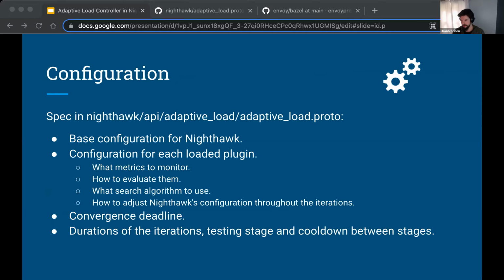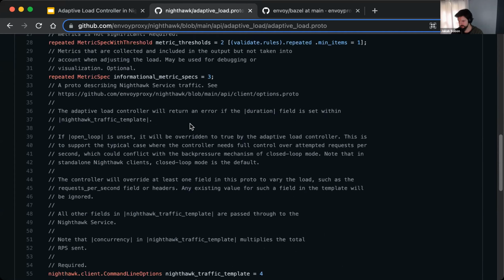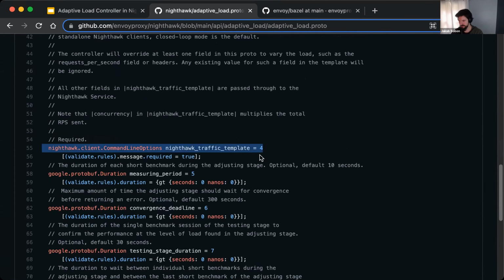So let's look at a configuration, and I'm going to switch to a different window and take you through a quick walkthrough of the protocol buffer that configures the adaptive spec. If this isn't readable, I can't really see it. Please let me know. I can enlarge the font. So the configuration of the adaptive load controller comes in as one message called adaptive load session spec. And the interesting thing that we configure here is, well, first of all, we set the Nighthawk traffic template. As mentioned, Nighthawk is executed iteratively. This is the base of the Nighthawk command line arguments that will be used in every iteration. So all the shared parameters.